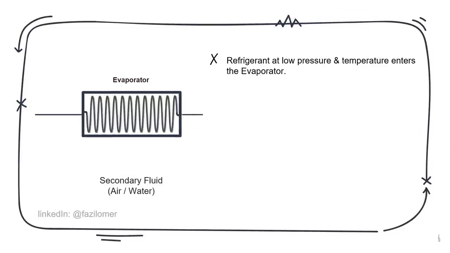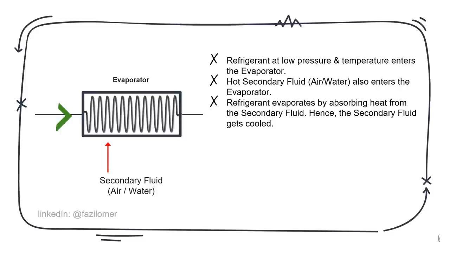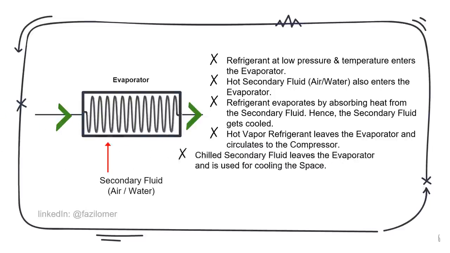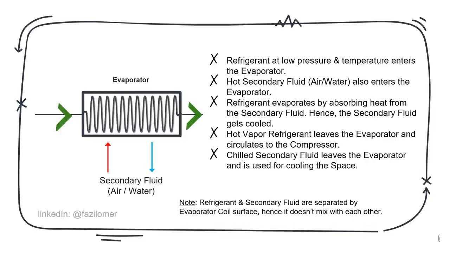The refrigerant at low pressure and temperature enters the evaporator. The secondary fluid also enters the evaporator. The refrigerant evaporates by absorbing heat from the secondary fluid. Hence, the secondary fluid gets cooled. Vapor refrigerant leaves the evaporator and circulates to the compressor. Chilled secondary fluid leaves the evaporator and is used for cooling the space. Please note that the refrigerant and the secondary fluid are separated by the evaporator coil surface. Hence, they do not mix with each other.